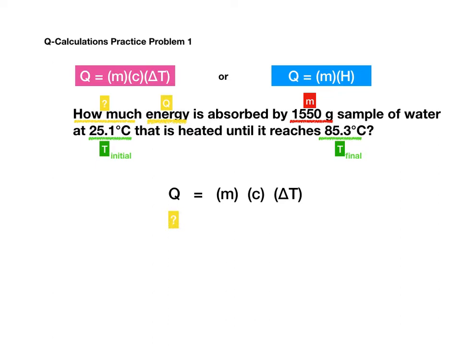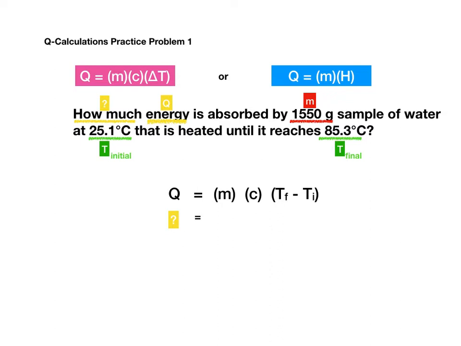So Q is my unknown, equals, and therefore I must know my M, C, and delta T value. But I see that I'm not given the change, but I'm given two separate temperatures. Therefore, I'm going to rewrite the MC delta T like this: MC times TF minus TI, so I can substitute in a little bit more effectively.